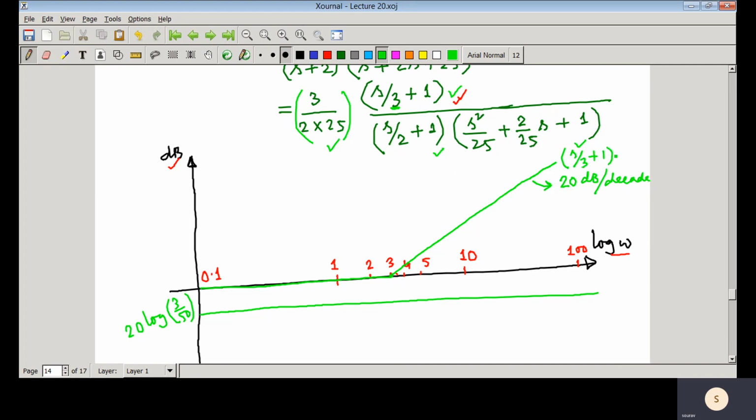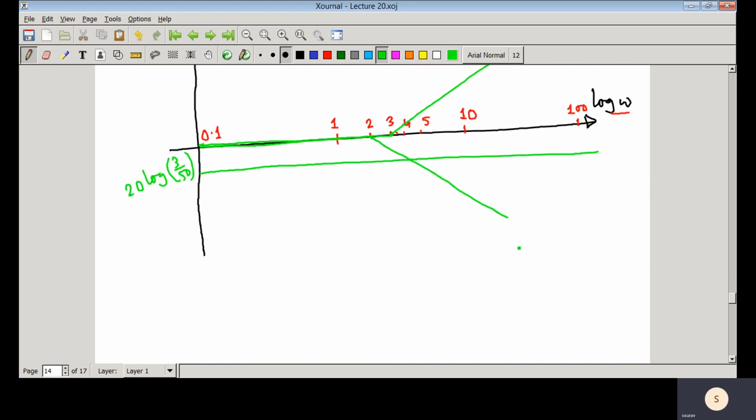So now let us see what would be the plot for this particular term, s by 2 plus 1. Here the corner frequency is 2. So the asymptote should be like this, and as it is in the denominator, the slope is like that. So here it would be for s by 2 plus 1, and this slope is minus 20 dB per decade.